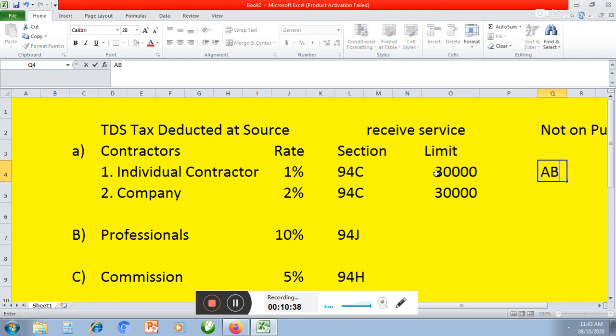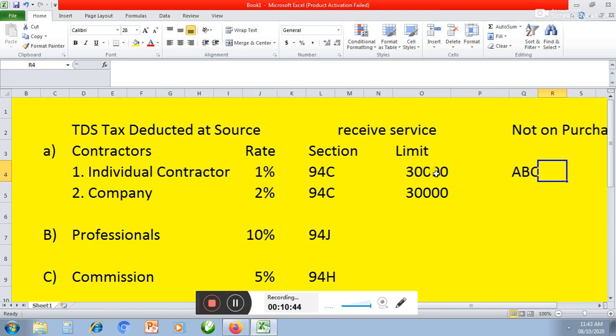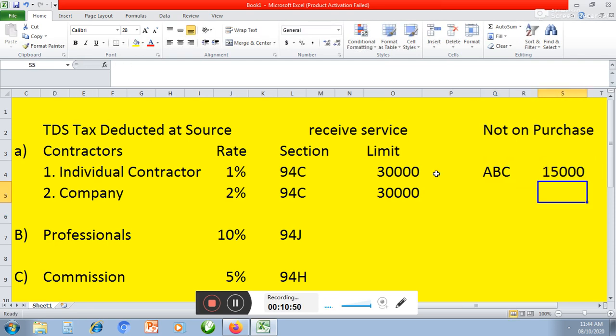Suppose there is ABC company. I am receiving a bill from ABC company every month, say about 15,000 every month. At that time, I am continuously getting bills from ABC company, so we have to deduct the TDS from each and every bill. Don't go for this limit. If the bills are of continuous nature from a particular party, go on deducting the TDS. Don't consider this limit.